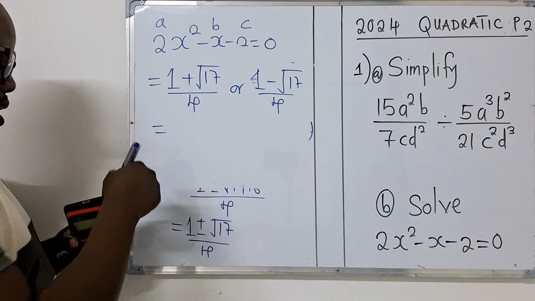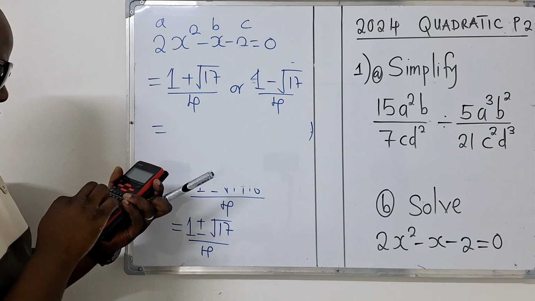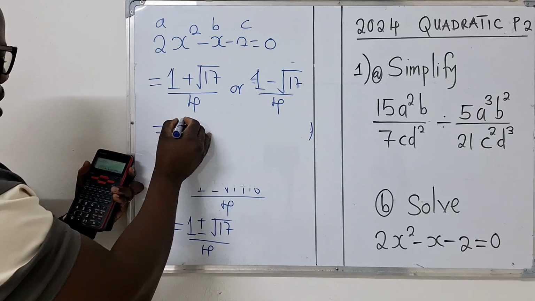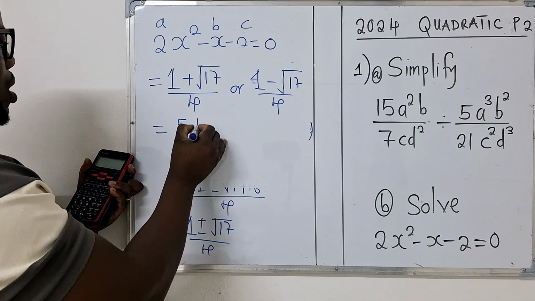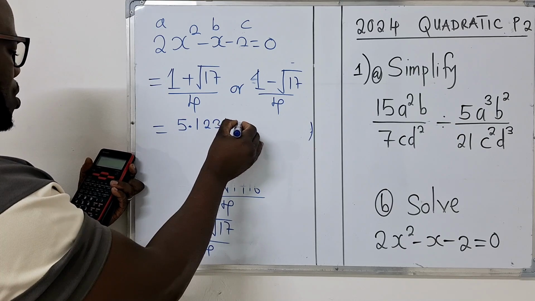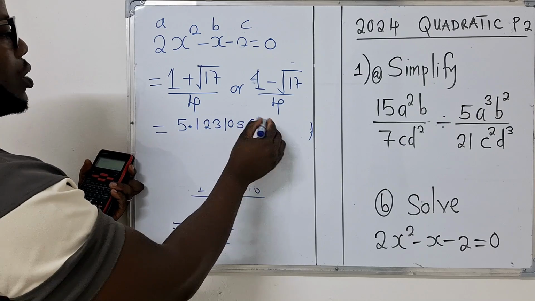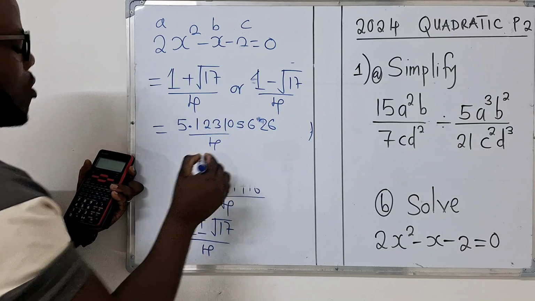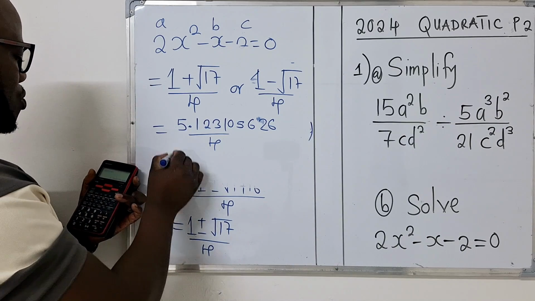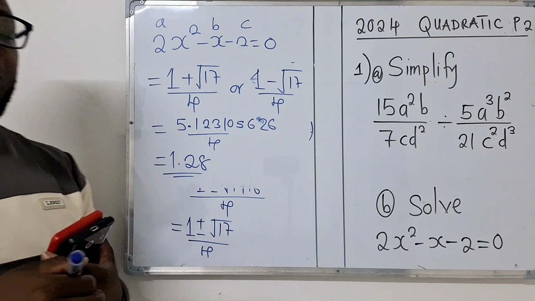So here, when we work out 1 plus the square root of 17, we are getting 5.123105626. We divide by 4. So when we divide by 4, our answer is coming out to be equal to 1.28. This is the answer, 1.28.